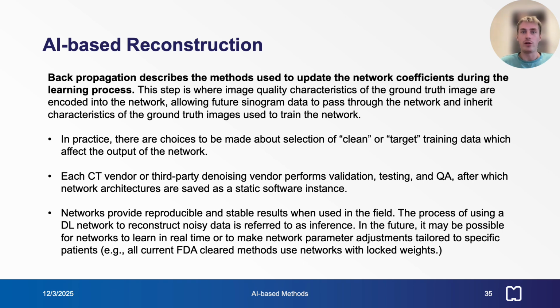Each CT vendor or third-party denoising vendor performs validation, testing, and quality assurance, after which network architectures are saved as a static software instance. Networks provide reproducible and stable results when used in the field. The process of using a deep learning network to reconstruct noisy data is referred to as inference. In the future, it may be possible for networks to learn in real time or to make network parameter adjustments tailored to specific patients. But all the current FDA-cleared methods use networks with locked weights.